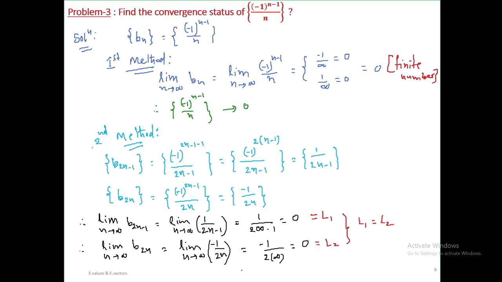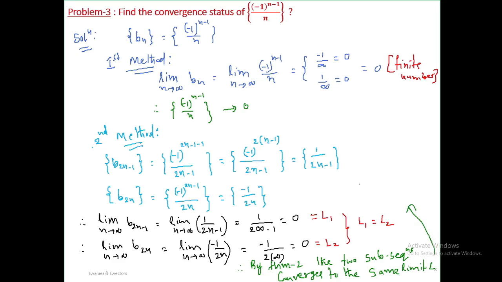Therefore, by theorem number 2, conclusion: the two subsequences converge to the same limit, same limit L. Therefore the sequence, what is that? Minus 1 whole to the power of n minus 1 divided by n, converges.